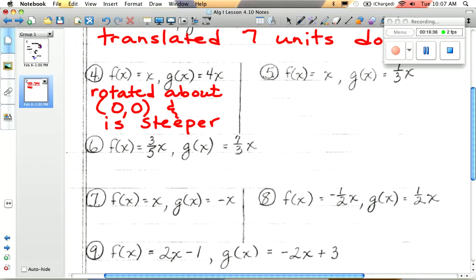So there's only really one transformation that went on, but whenever you talk about a rotation, keep in mind, you always have to talk about 2 things. What point did it turn about? What did it rotate about? And then talk about the steepness. Is the steepness the same? Did it get less steep or did it get steeper? Okay, so what do you think for number 5?